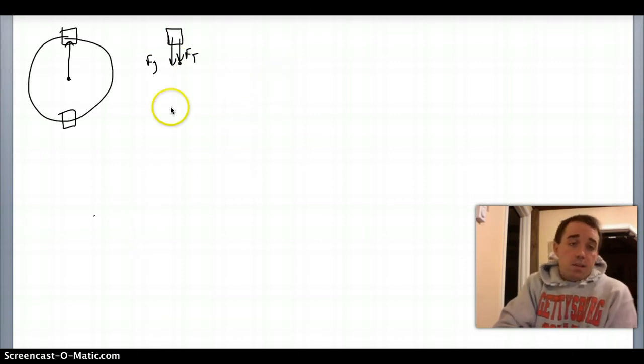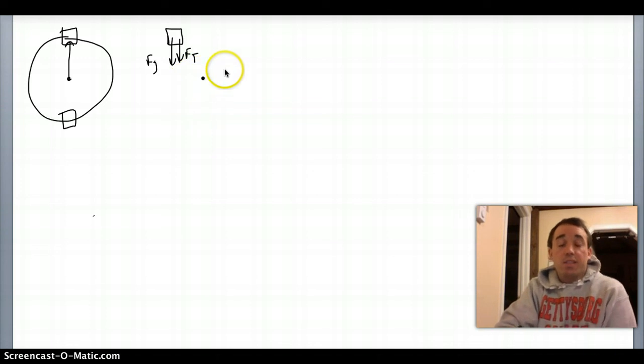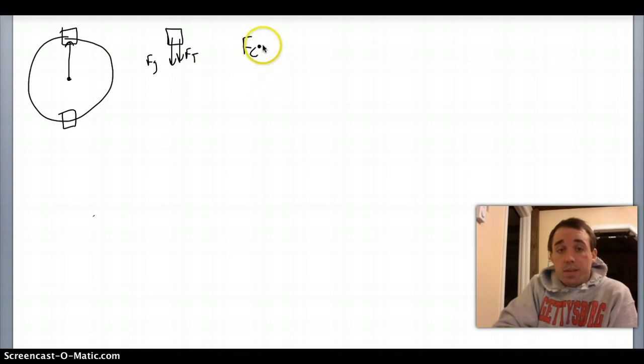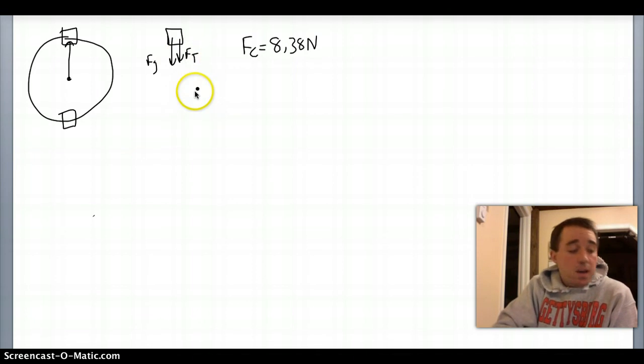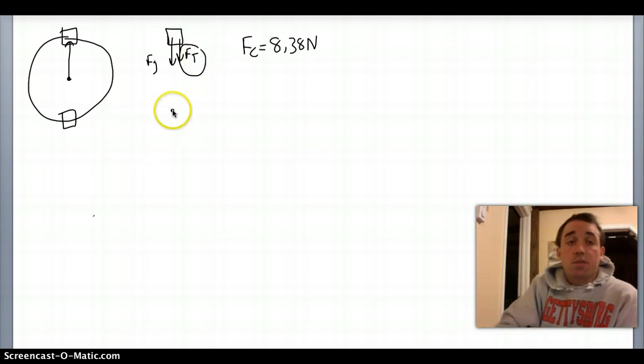One of these is ultimately providing the centripetal acceleration. That's the thing that's actually attached to it. So there's a centripetal acceleration and centripetal force, and we know that that centripetal force, Fc, has to be 8.38 newtons, from the previous part. The centripetal force is like the net force acting down toward the center, and in this case we know that the centripetal force comes from the tension because it's attached directly to the rope.